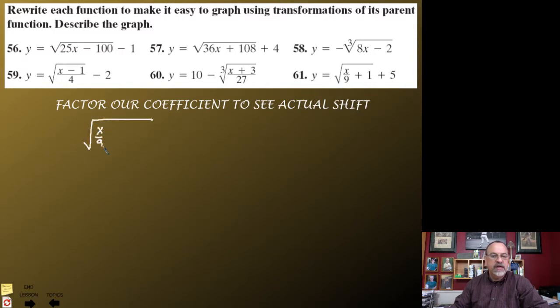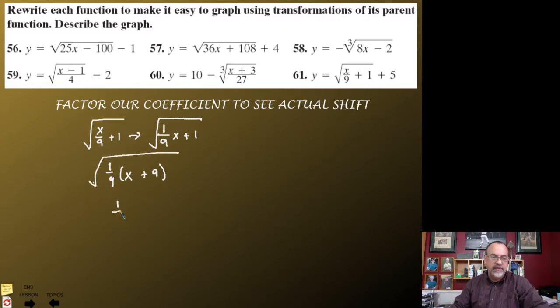I have x over 9, again, plus 1. Again, in order to see the shift, I need to factor out this thing that's being done to the x. So again, I can rewrite this as 1/9 x plus 1. I then need to factor out the 1/9, so that's going to be 1/9 factored out. Now 1 divided by 1/9 means multiply by the reciprocal, 1 times 9, so this would be a 9. So now that I've factored it out, one more step I could do if I wanted to: the square root of 1/9 is 1/3, so x plus 9. So now I can see that the shift of this graph is actually to the left 9.